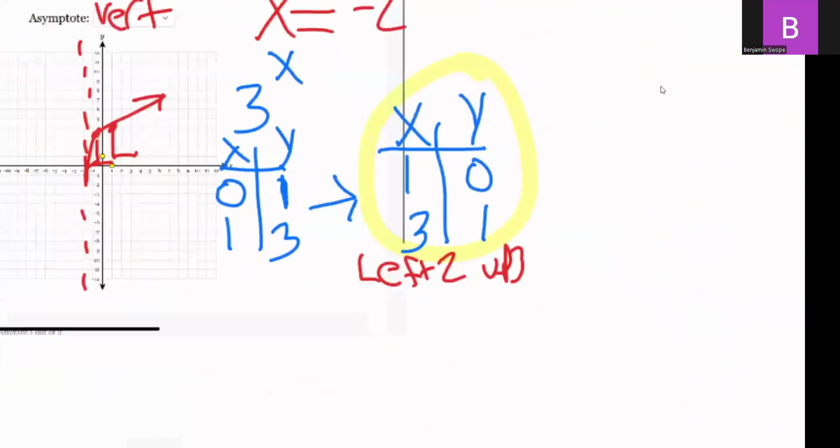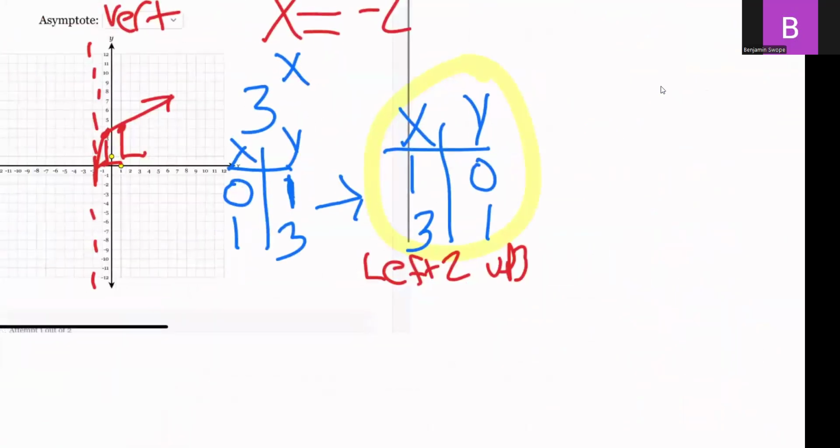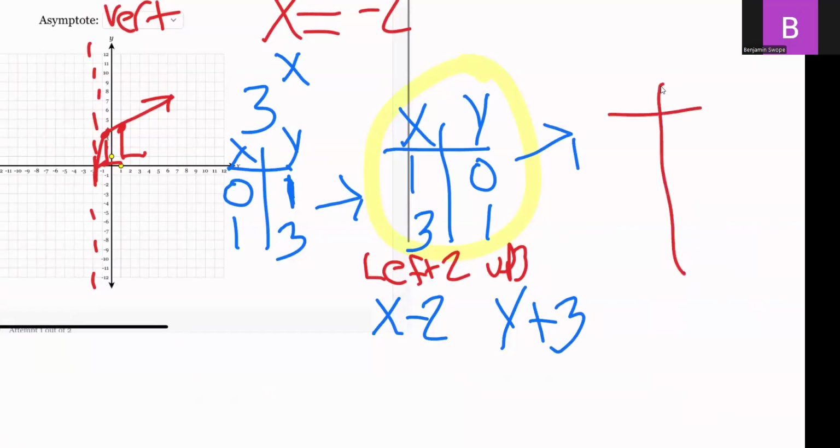Just to show you, if you prefer to do it algebraically, you can. Left 2 would take 2 off all your X values. Up 3 would add 3 to your Y values. So if you did those rules, these are the points that I just plotted. You would do 1 minus 2 is -1. 0 plus 3 would be 3. That would be my first point.